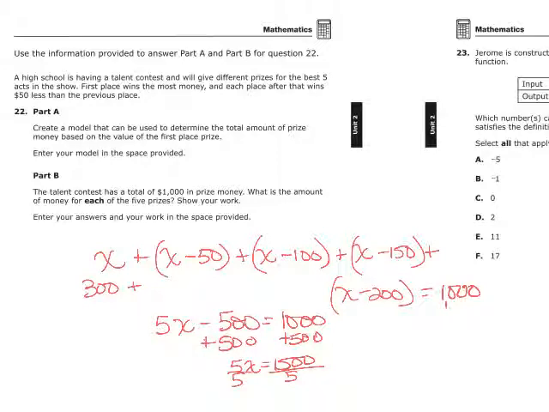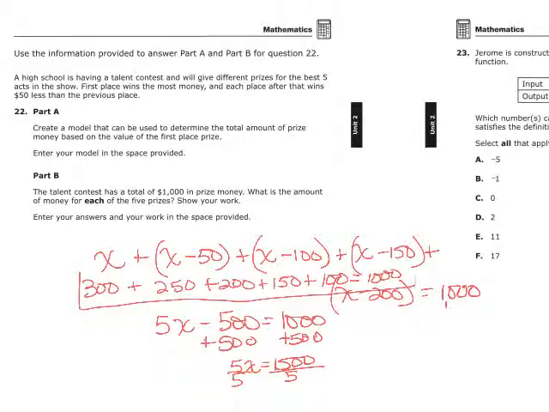The next winner gets 250. The next one gets 200. The next one gets 150. And the next one gets 100, and all told that should equal 1,000. So 300, 550, 750, 900, 1,000. So that's how you can figure out each of the 5 prizes.